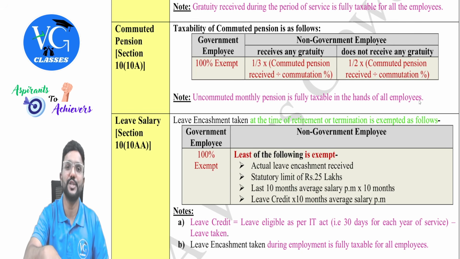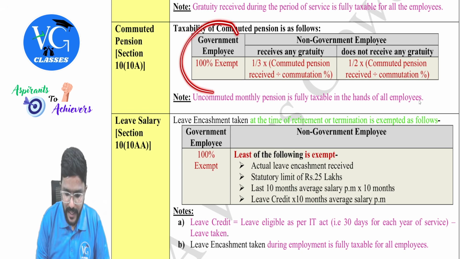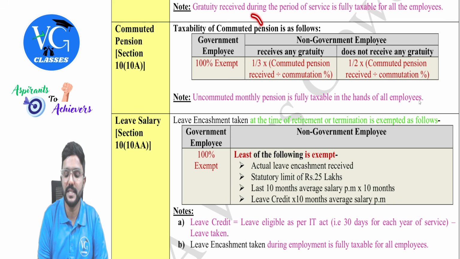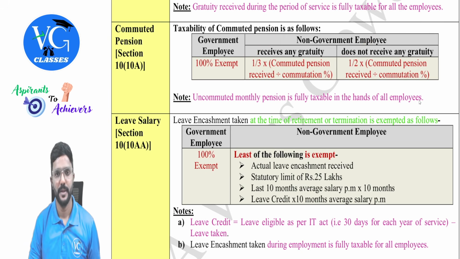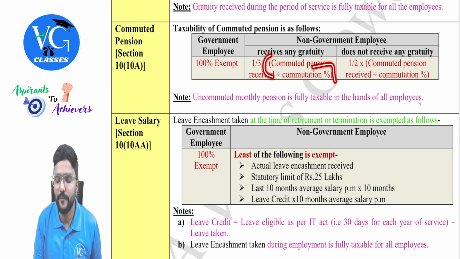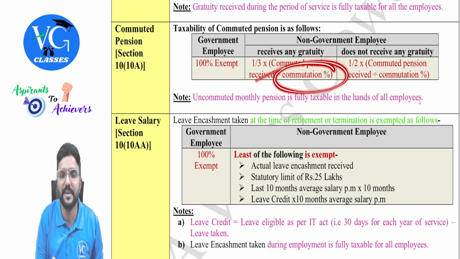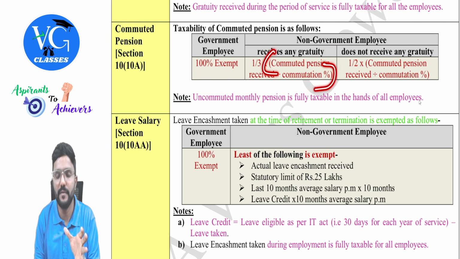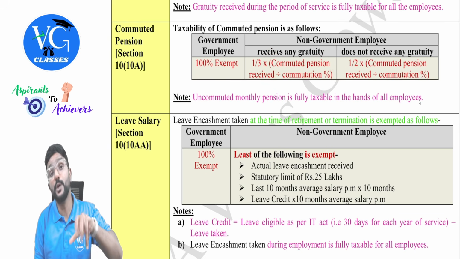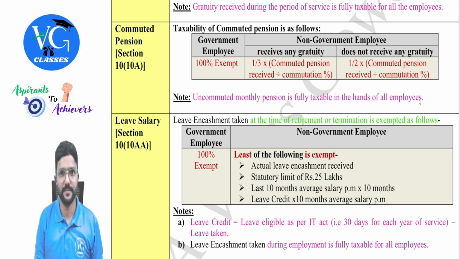For that also exemption is available. What is it? If he is a government employee, whatever commuted pension he has received is fully exempt. Okay. If he is a non-government employee, then how much is the exemption depends on whether he has received gratuity or not. First calculate, if the entire amount had been received, how much you would have got. For example, commuted pension received, assume it is 70%, divided by the commutation percentage, which is 70%. So amount divided by percentage. By doing this, we will get the pension you would have received if you had got 100%.